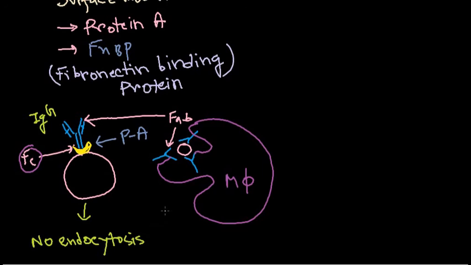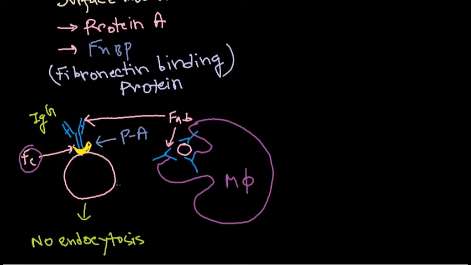Now in these cases, it should be that Fab is attached to the surface, but in this case the Fc is attached to the surface. As a result, the macrophage won't get the coated bacteria, won't get the signal, and is unable to engulf this kind of bacteria. So this is the process of escaping the macrophage and other phagocytic cells, and there is no endocytosis.